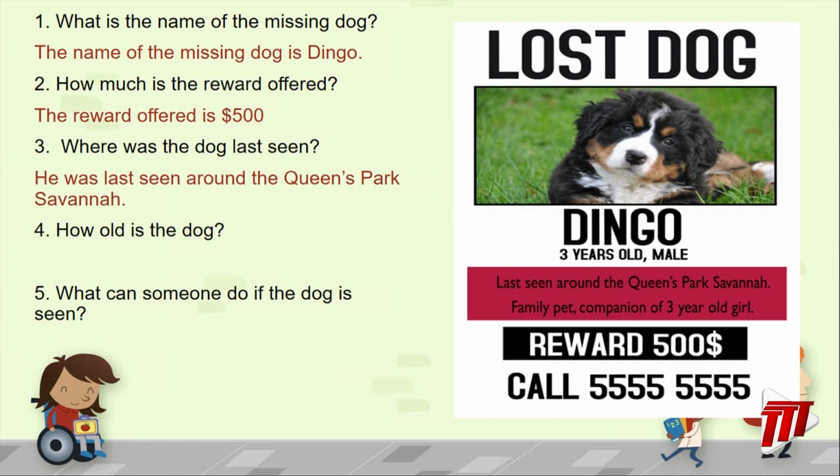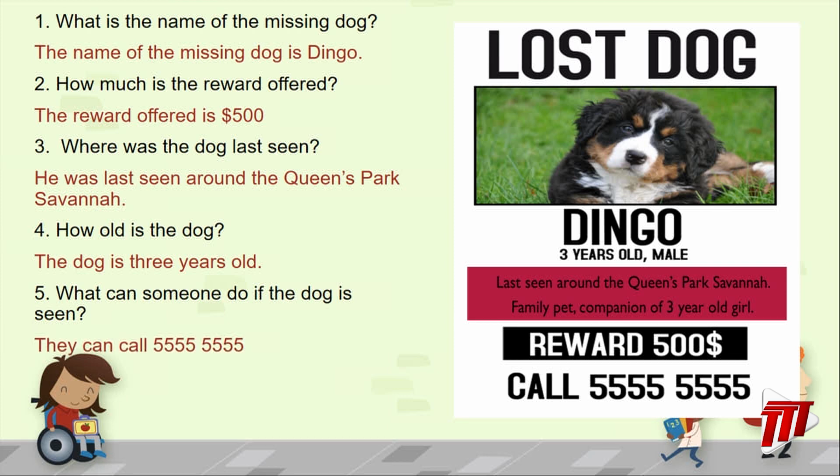He was last seen around the Queen's Park Savannah. Question 4 asks us, how old is the dog? If we look at the flyer, we would see that the age of the dog is explicitly stated there. Dingo is 3 years old. So the answer to this question would be the dog is 3 years old.